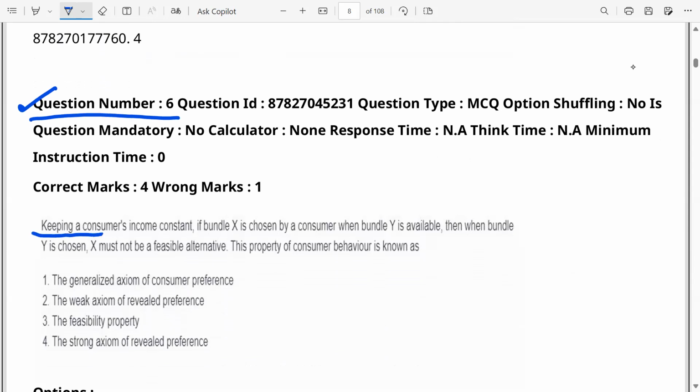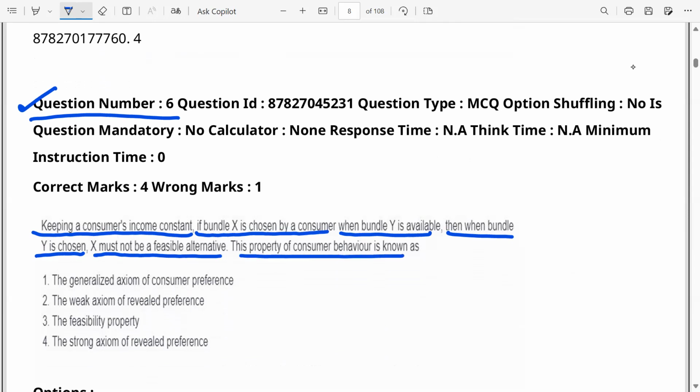Keeping a consumer's income constant, if bundle X is chosen by a consumer when Y is available, then when bundle Y is chosen, X must not be a feasible alternative. This property of consumer behavior, we all know, is known as the weak axiom of revealed preference, WARP. We have done this in our lectures on revealed preference theory within my lectures in intermediate microeconomics. All students should know the weak axiom of revealed preference. If I quickly come to the whiteboard to explain this.